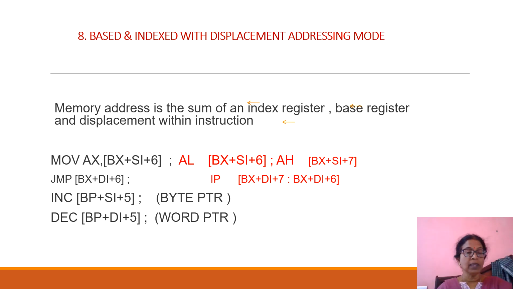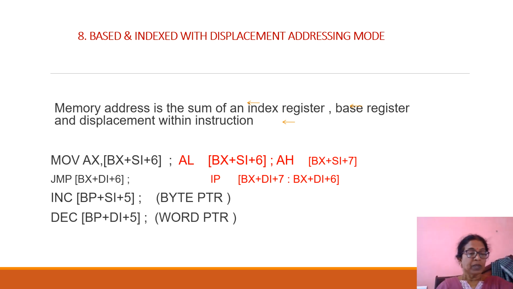The content of BX is added with SI, and both are added with the number 6. Adding all these, you get a memory address. The content of that address and the next address is moved to the AX register. Similarly, the content of BX and the content of DI are added, this is added with 6, and the resultant content and the next content are moved to the IP register, and the instruction jumps to the instruction address stored in the IP register.